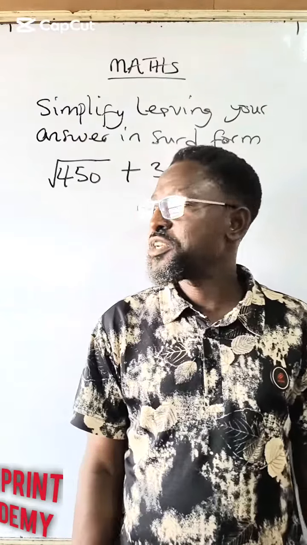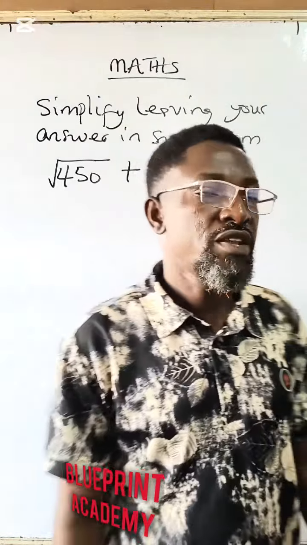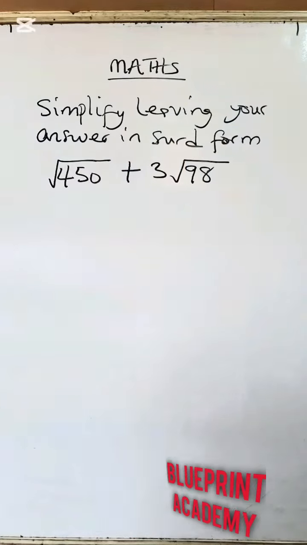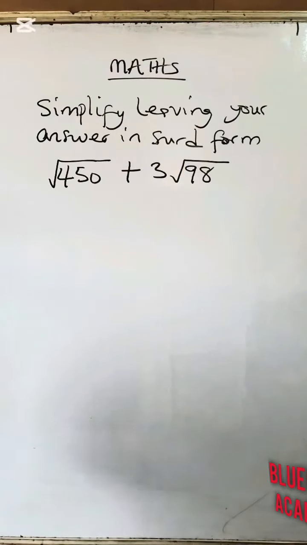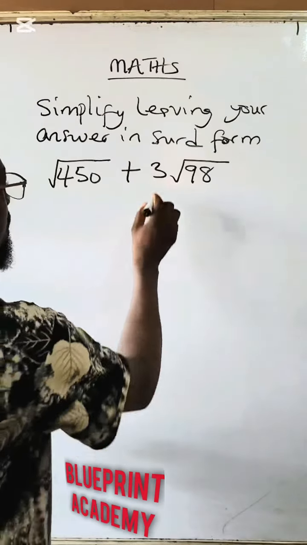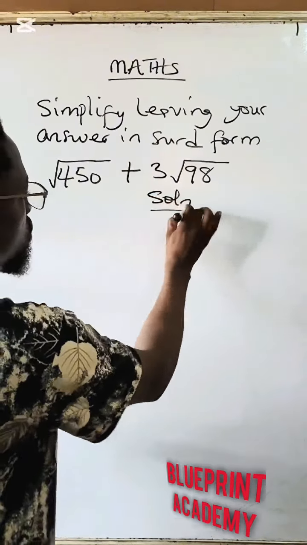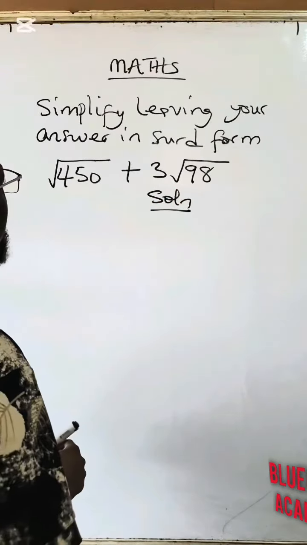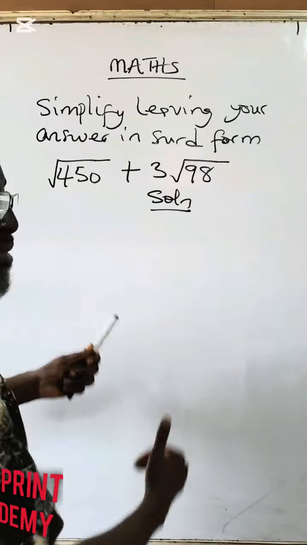Let's take a look at the question on the board. Let's see how we can evaluate that and leave the answer in surd form. So I'm given root 450 plus 3 root 98. What we need to do to simplify this is to break this down bit by bit.